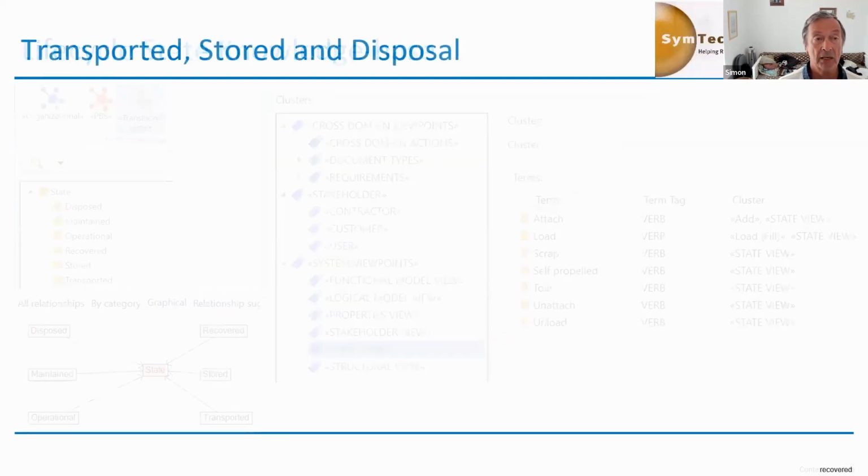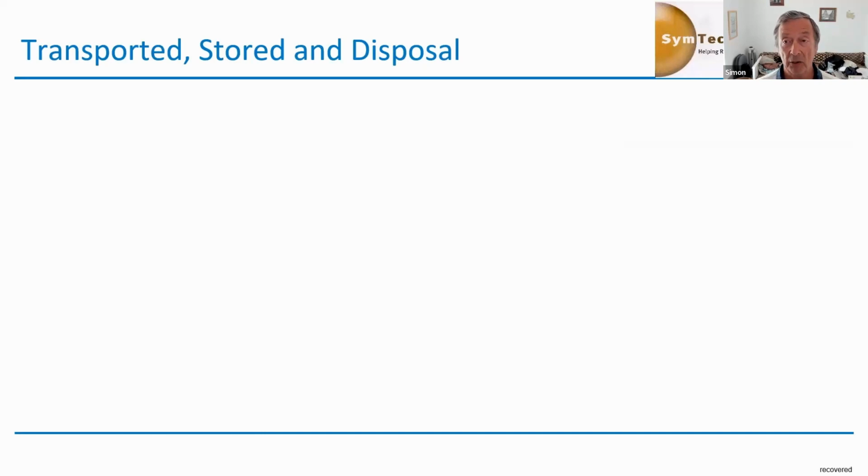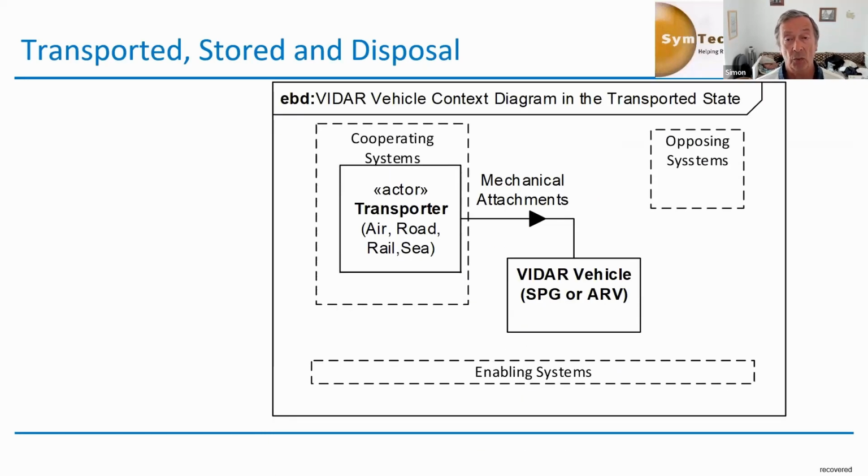Now, when we start with context diagrams, I always like to start with the simplest. And the simplest is when it is being attached to a transporter, because all you're worried about is the mechanical attachments of the vehicle to the transporter. It could be by air, road, rail, or sea, but still those mechanical attachments have to be provided. So that's the simplest.